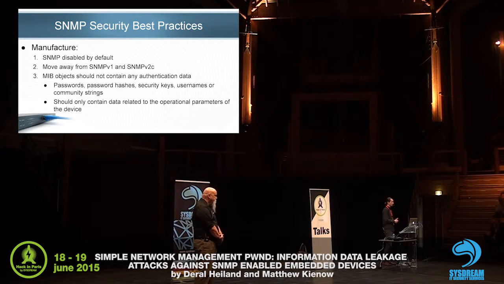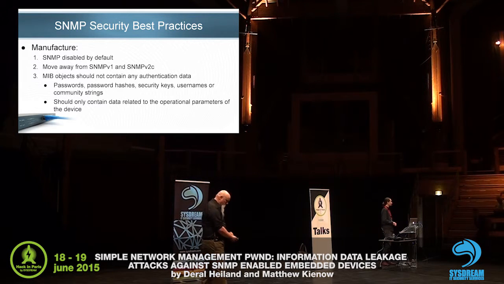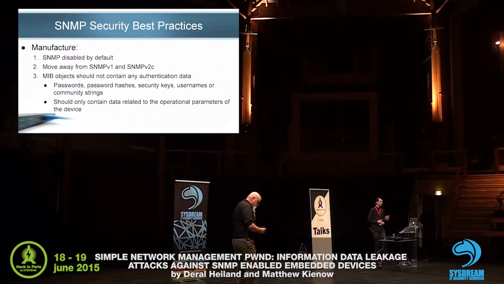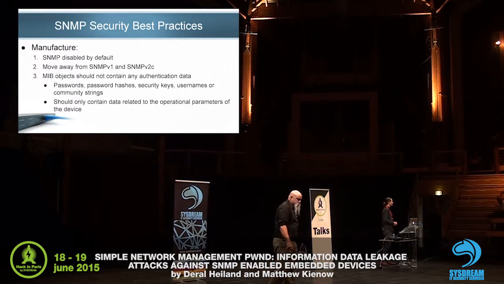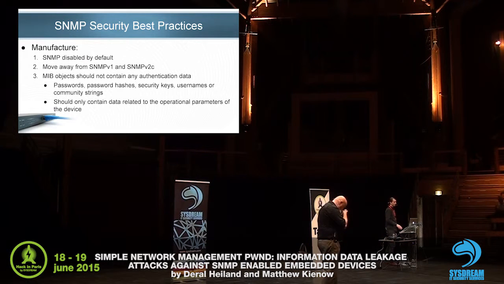We want to make some suggestions, and we're going to start with manufacturers. We'd like to see SNMP disabled by default. We'd also like to see them move away from using version 1 and 2C's clear text community strings in favor of version 3's stronger security model, and that the MIB objects probably shouldn't contain sensitive information. I think we can agree that finding passwords, hashes, usernames, and even community strings within that MIB is probably not a good idea, and that the data we find there should be related to the logical systems on that device.